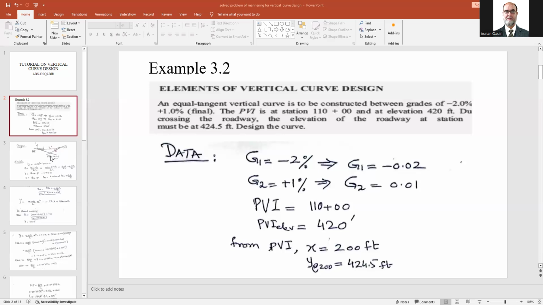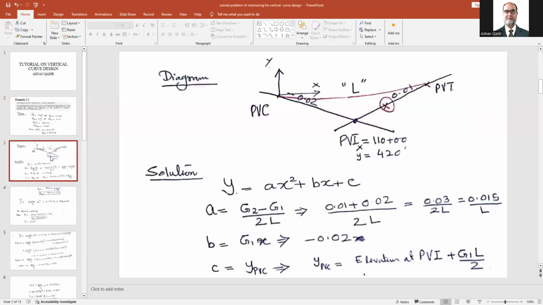So let's draw the diagram so that we can understand. This is a sag vertical curve where the 2% grade meets the 1% grade. At this point there is a street crossing, 200 feet from the point of intersection. And this is the length, this is the PVC, and this is the PVT, and all that.